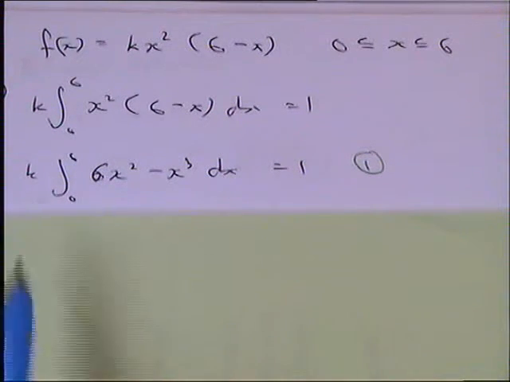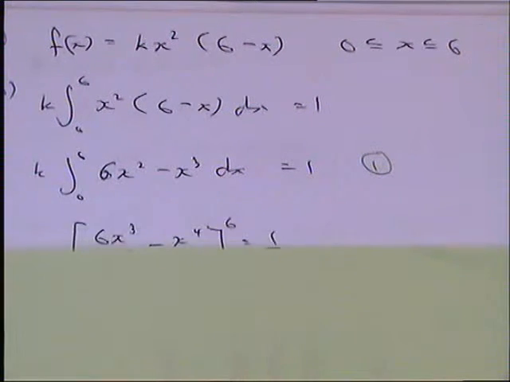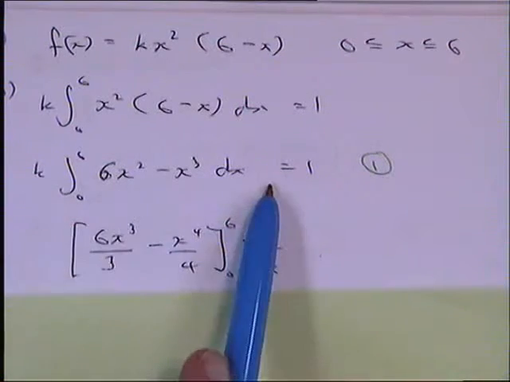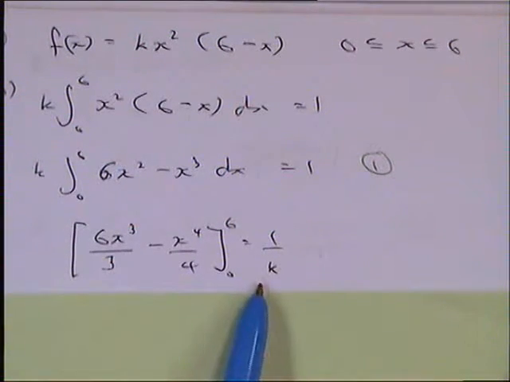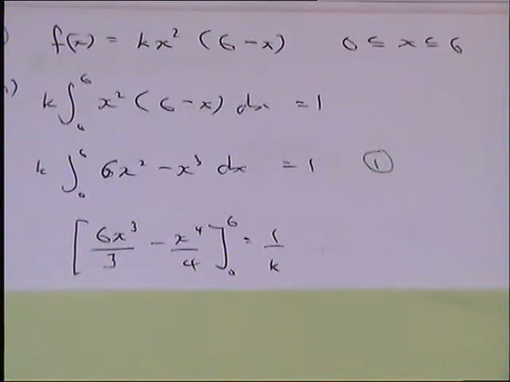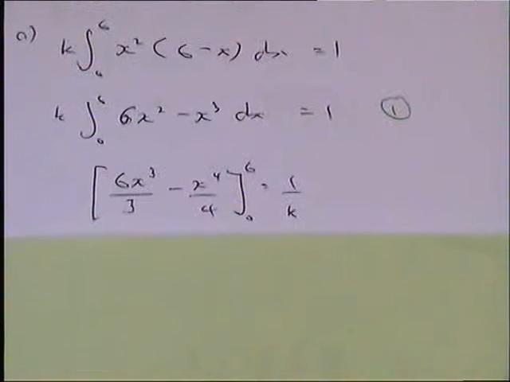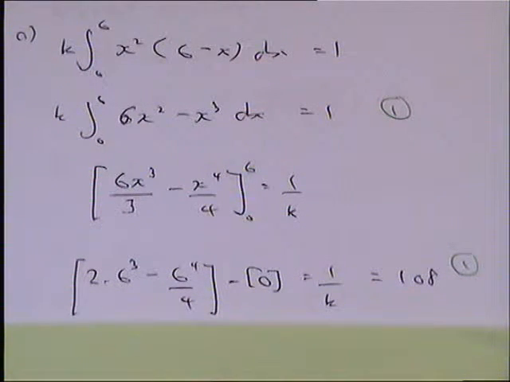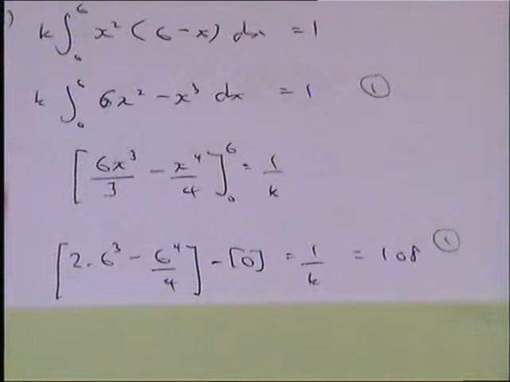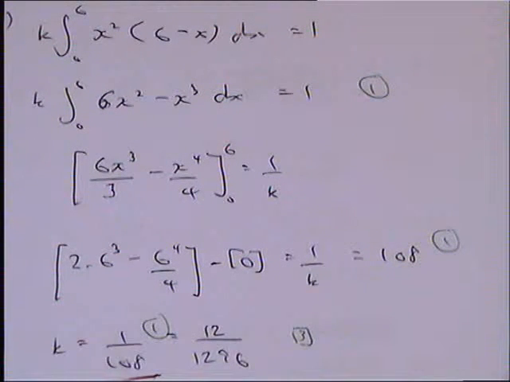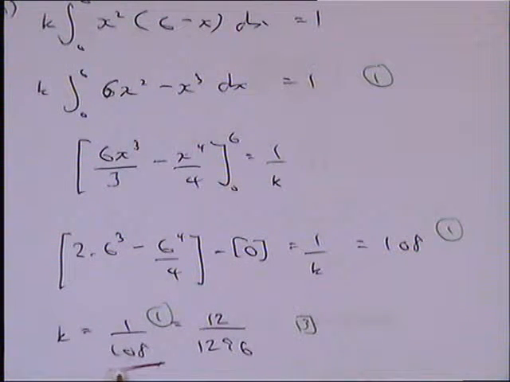I've taken the k out through the integral sign. Then when I've done my integration, I've shifted the k to the other side. Then it's a case of doing the integration, sticking the limits in, and then I get 1 over k is 108, which means k is 1 over 108. What they had on the question paper was the same fraction, but just not cancelled down.